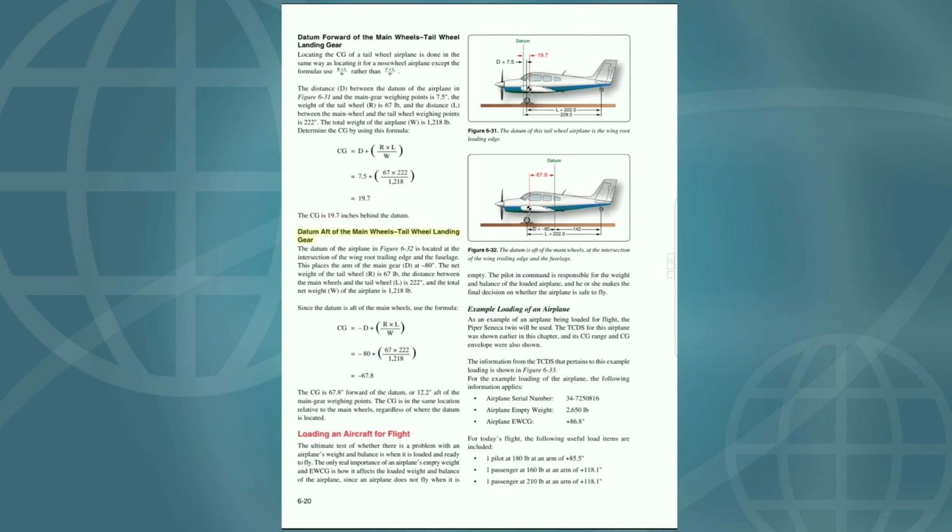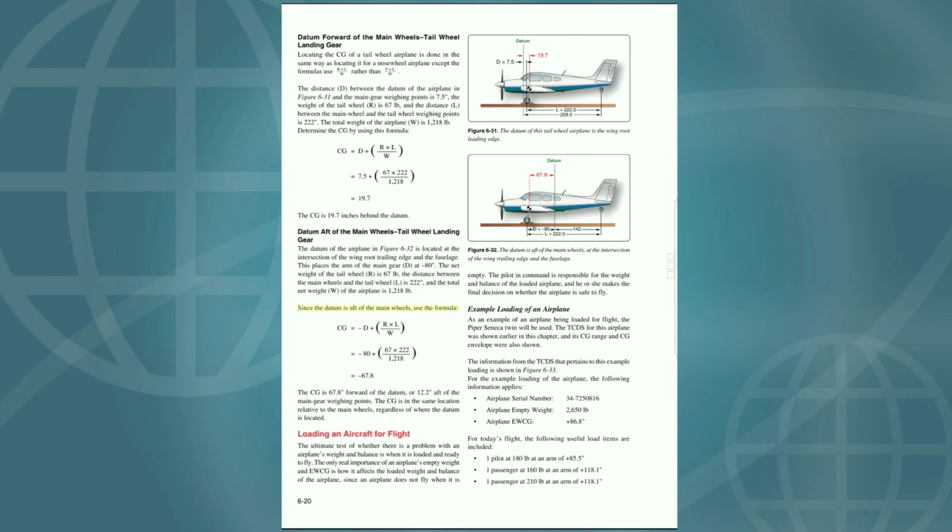Datum after the main wheel's tail wheel landing gear. The datum of the airplane in figure 6-32 is located at the intersection of the wing root trailing edge and the fuselage. This places the arm of the main gear, D, at -80. The net weight of the tail wheel, R, is 67 pounds. The distance between the main wheels and the tail wheel, L, is 222. And the total net weight, W, of the airplane is 1,218 pounds.